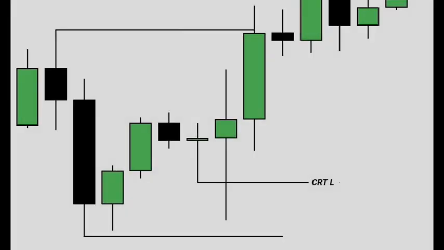As you can see, this is the bullish example. I mark out my CRT low. You can also discover that I mark out the low that is close to my CRT low. And the reason is because most of the times the market will come, sweep your CRT low and also sweep the low that is close to your CRT low.